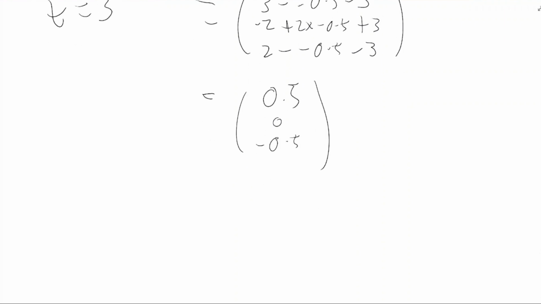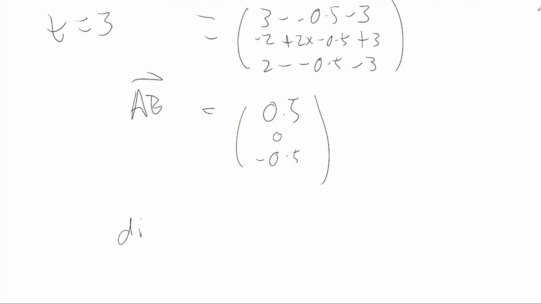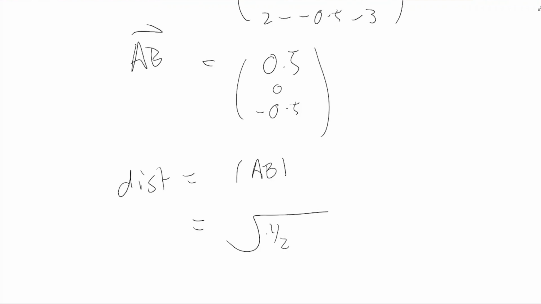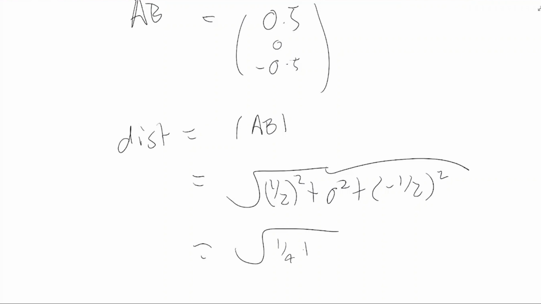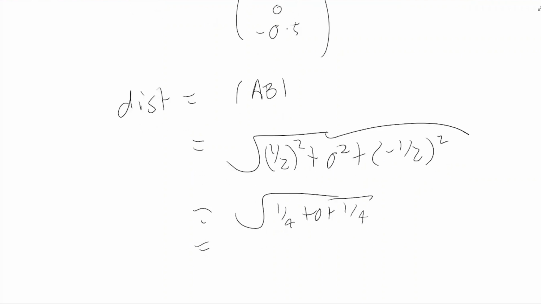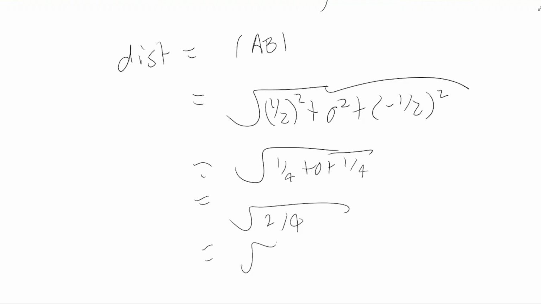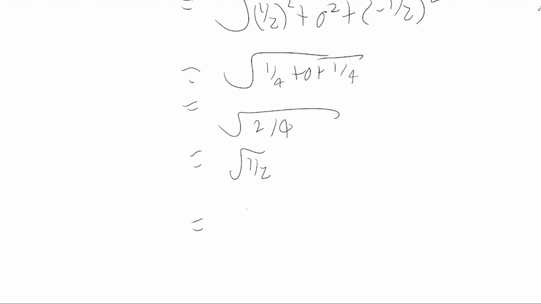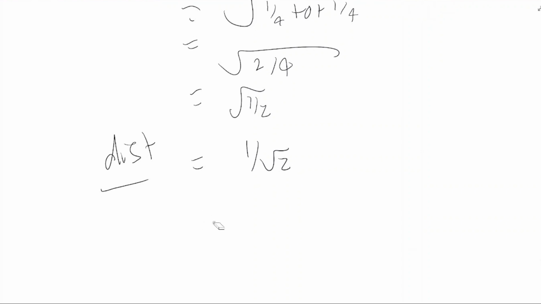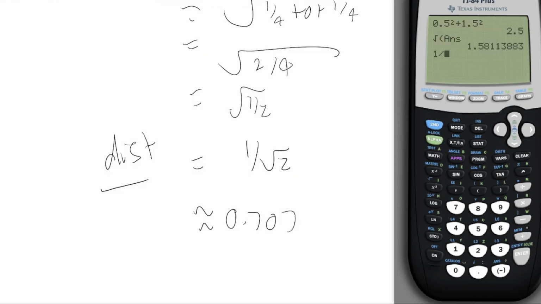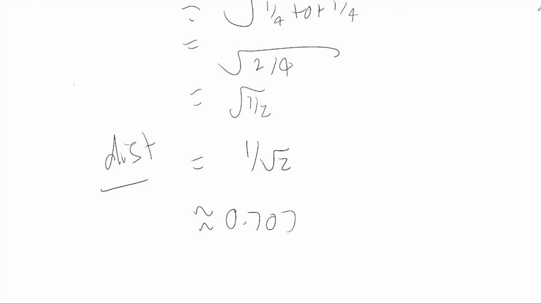So this is the vector AB, and similarly to what we did with point to line, the actual distance itself equals the mod of AB. So that's going to be the square root of a half squared plus 0 squared plus minus a half squared, which ends up being the square root of a quarter plus 0 plus a quarter, which is the square root of 2 quarters, or square root of a half, or if you really like, 1 over root 2 is the distance. If you want to know what the distance is, it is about 0.707 when you put that in a calculator. Let me just make sure I'm not lying to you. 1 over root 2 is about 0.707, so that's good.